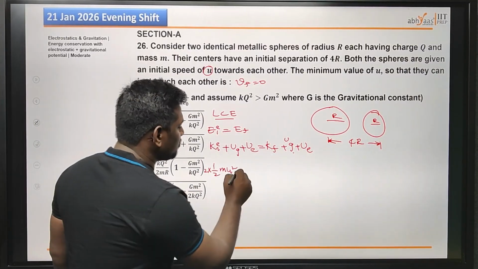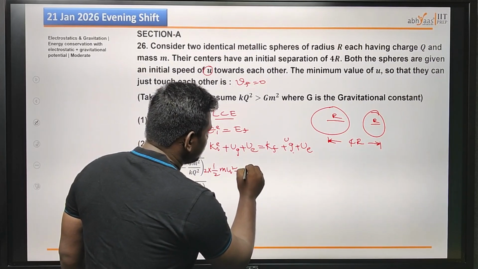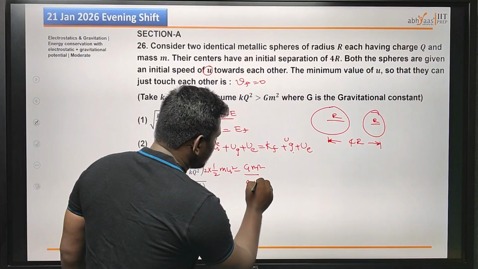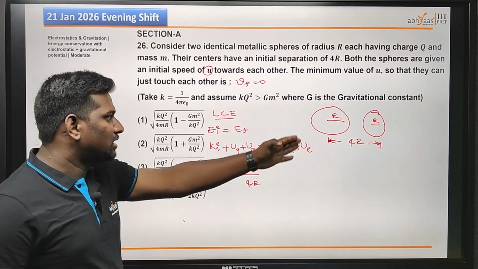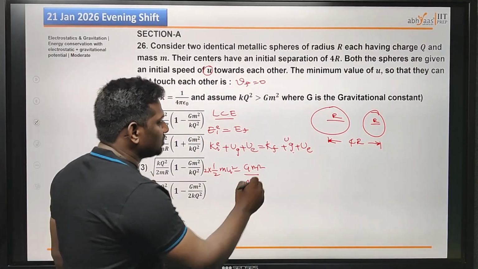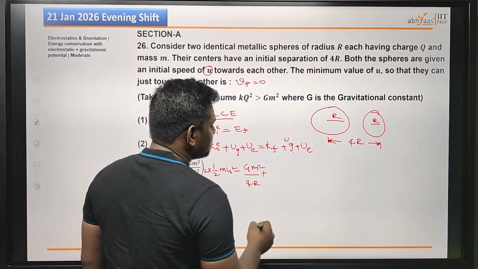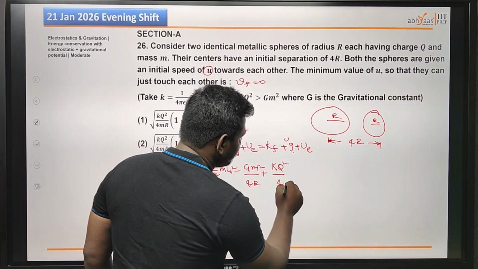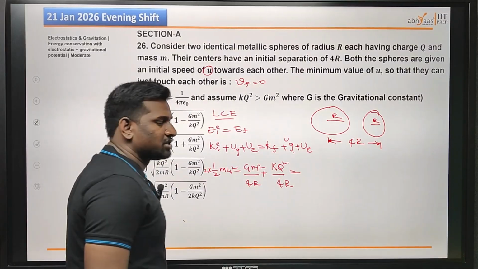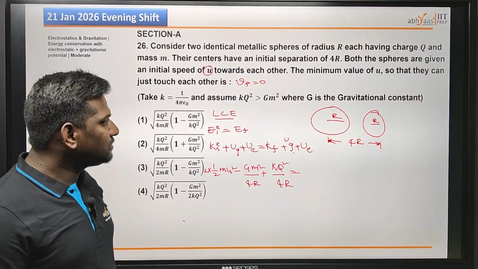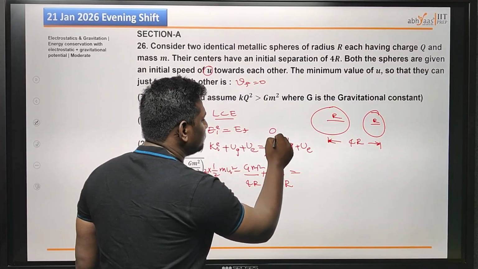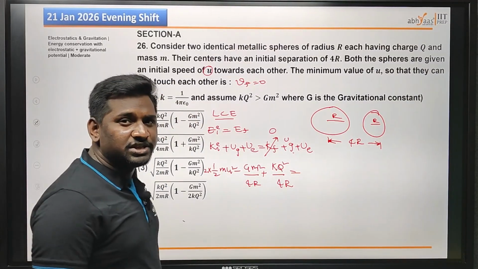What about the gravitational potential? G m square by 4r, that is the distance between them. What about the electrostatic potential? K q square by 4r. That is the electrostatic potential. In the final case, the final velocity is 0.